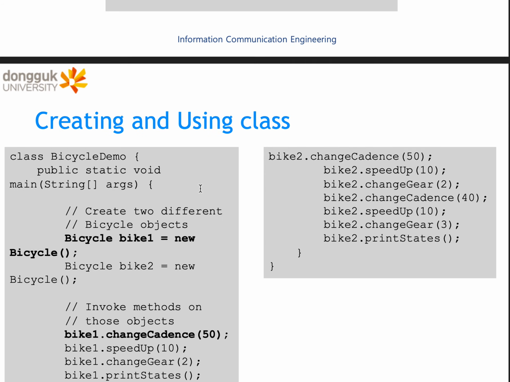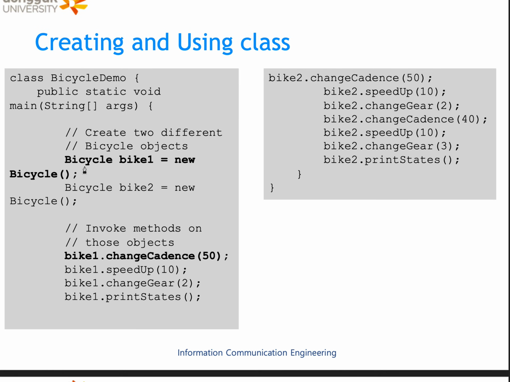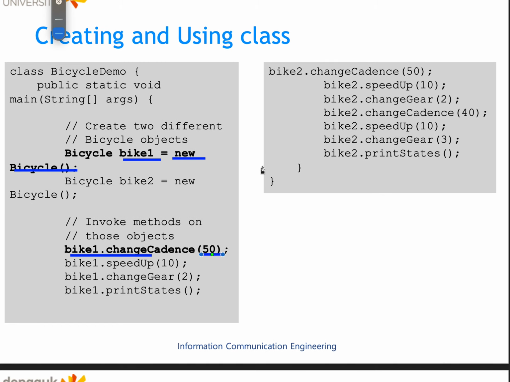So here is creating an object using a class. As I told you before, you first have to create an instance by using the new keyword, and once you have an instance, then you call a method like this. This is the instance name, this is a dot, this is the method name, and this is a parameter, and then you ask the class to do some work. So change the cadence, speed up, and by giving some work to the class, finally you will get the desired result. So this is how to create and use the class. It's very simple.